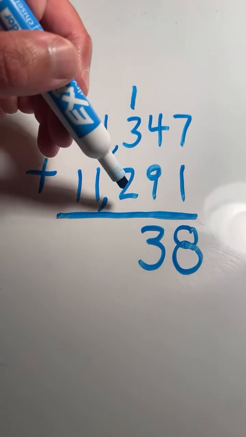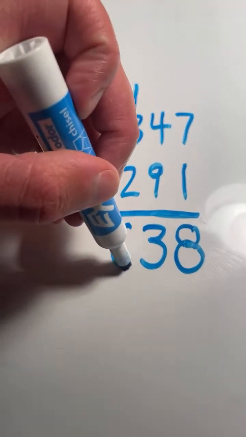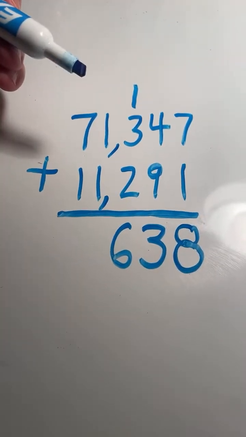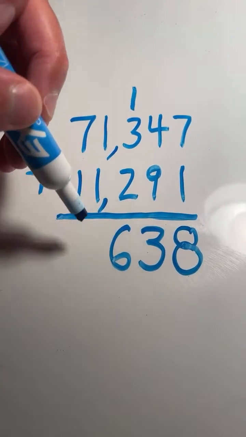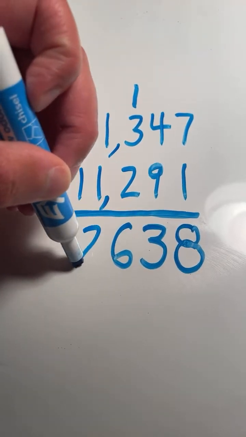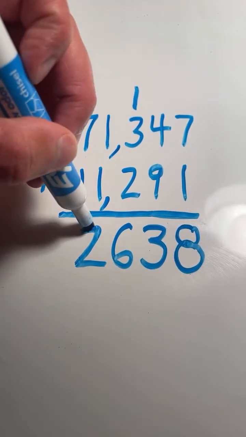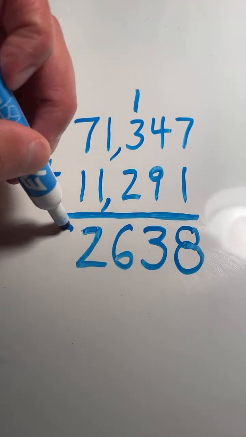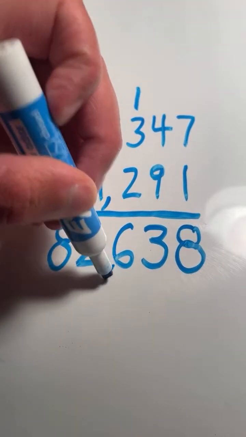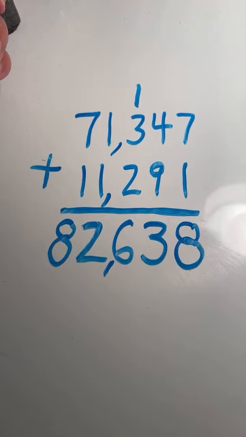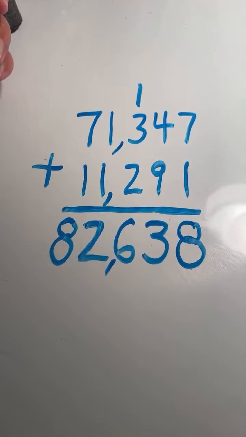3 plus 2 equals 5. Plus 1 equals 6. All right, we do not need to regroup again in the hundreds place since our sum is less than 10. 1 plus 1 equals 2. So again, no regrouping needed in the thousands place since our sum is less than 10. 7 plus 1 equals 8. And we have our final answer, 71,347 plus 11,291 equals 82,638.